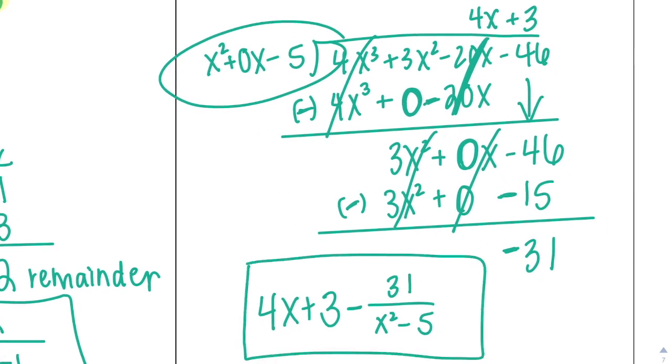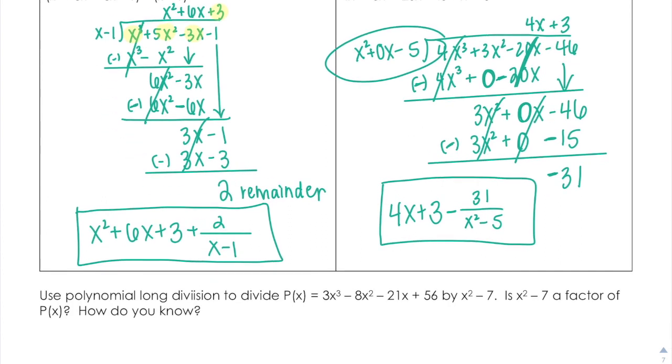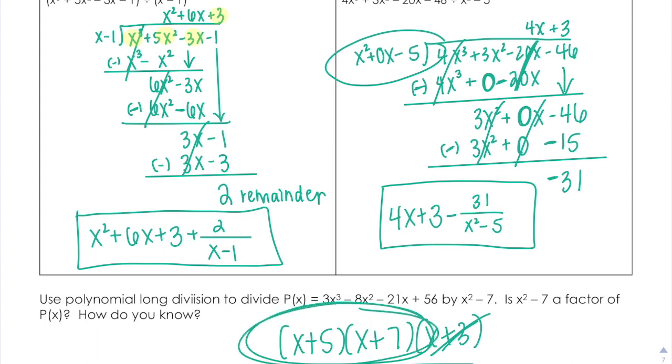That's it. So far, none of these have gone in evenly. So sometimes they're not going to go in evenly and you're going to have a remainder and that's okay. But if it does go in evenly, then that means that you can completely take it out. It's a factor. If I ask you what's x plus 5 times x plus 7 times x plus 3 divided by x plus 3, that takes out completely and I'm left with that. So it worked out nice and neat. If it works out nice and neat, that means that it is a factor.